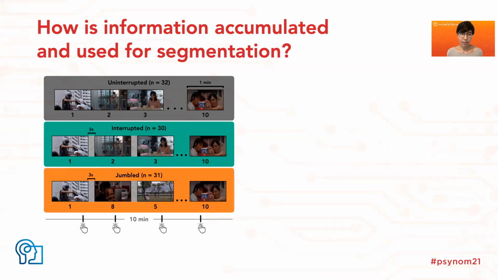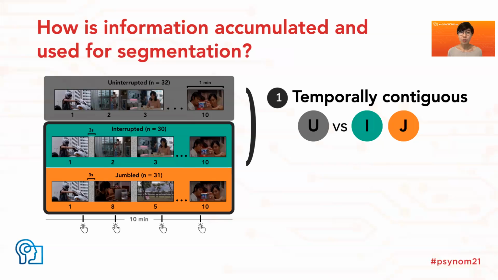To a third set of participants, we presented the same set of clips, also with interruptions, but this time, the clips were presented out of order. So in this jumbled condition, at the start of a new clip, not only would recent information be more distant, they would also be narratively incoherent. So in this design, all participants receive the same stimuli, but the difference is in the kind of information that they have at every 1 minute interval.